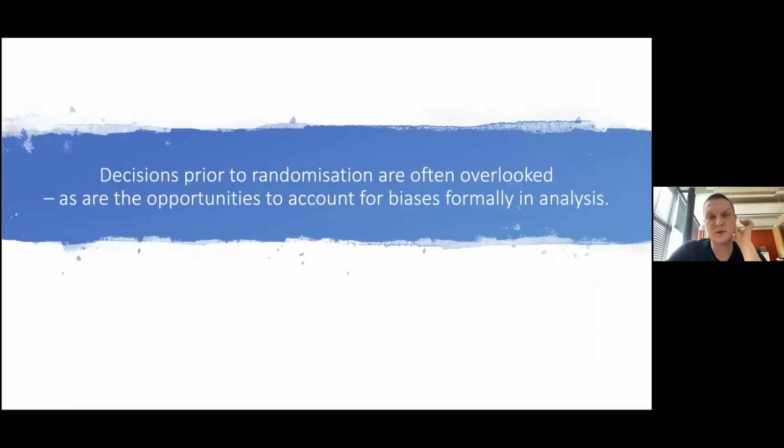But now to the core of what I want to talk about. It's about decisions prior to randomization. So decisions we make when we design studies that are prior to randomization, and opportunities to account for biases formally in analysis. These two things I've spent some time on. I'd like to share what I've found. But again, it's not going to give you a clear answer. It's about provoking attention to this.